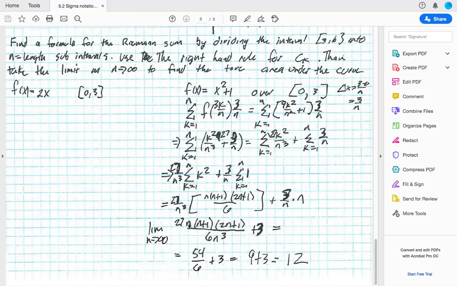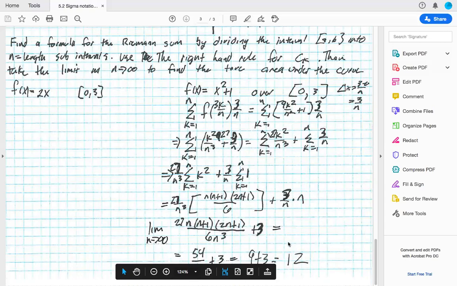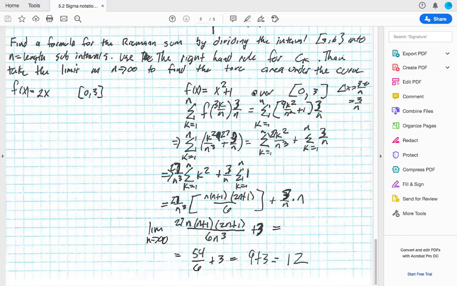We can cross that all off. The n cubed divided by the n cubed goes away. So that 2 times 27, that 54 over 6 is what we're getting there. 54 over 6 is 9, 9 plus 3 is 12. So really, the actual amount of area under the curve of f of x equals the parabola x squared plus 1, so a parabola shifted up 1, between 0 and 3 is 12. So there's 12 units of area underneath this curve between 0 and 3.